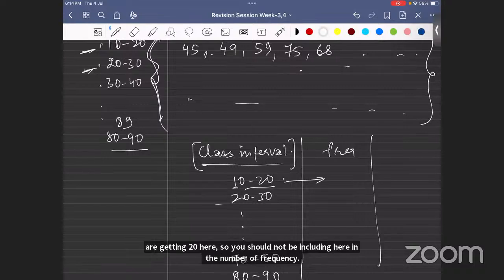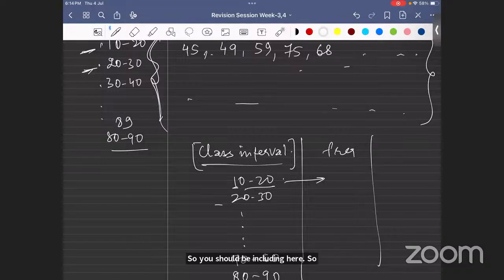So wherever you are writing it for the second time, if you are writing the class interval as 10 to 20, 20 should not be included here. And 20 should be included here, in 20 to 30. Okay. And you can write the frequency here.